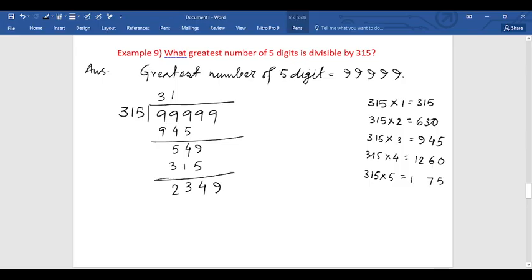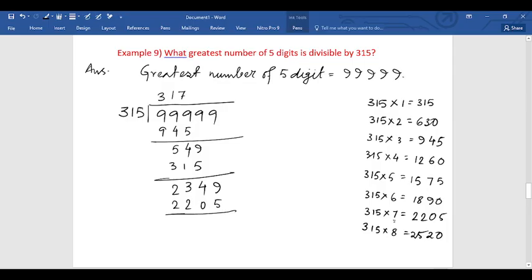315 fives are 1575, 315 sixes are 1890, 315 sevens are 2205. So we will go with 7, and it is 2205. Subtract: this is 4, this is 4, and this is 1. This is the remainder.